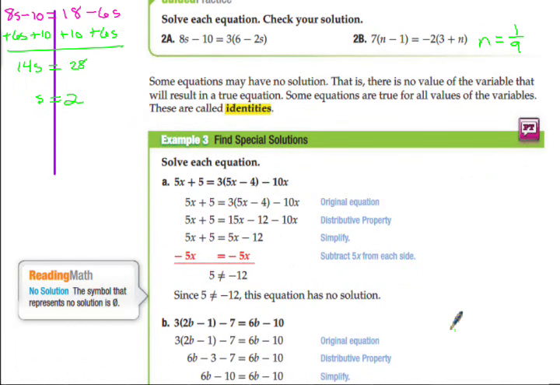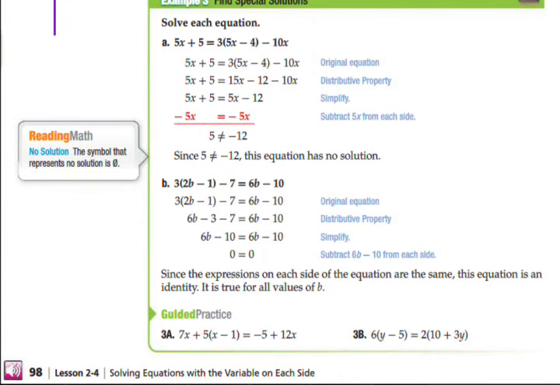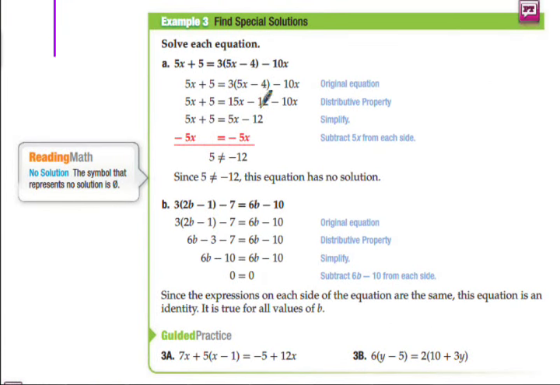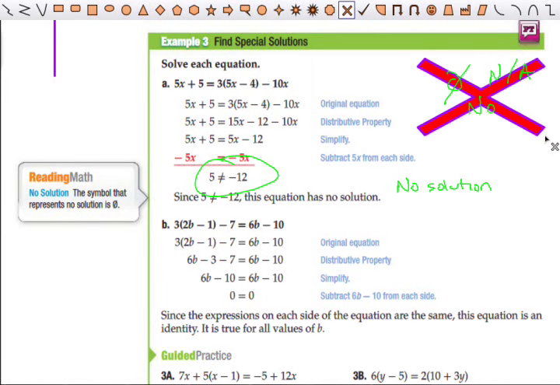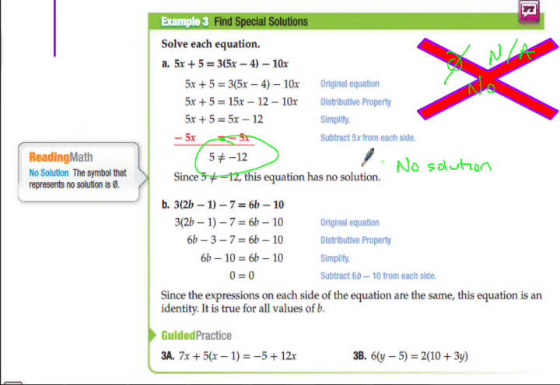There are some special situations, some special solutions that we get sometimes, and they're really simple. If you are solving an equation and you get to a point where you get an untrue statement, the answer here is no solution. Don't put NA, don't put no. All those are bad answers. Don't do any of those things. Simply write no solution.